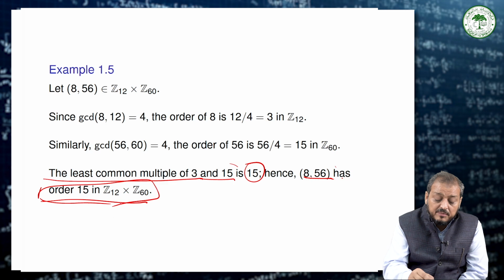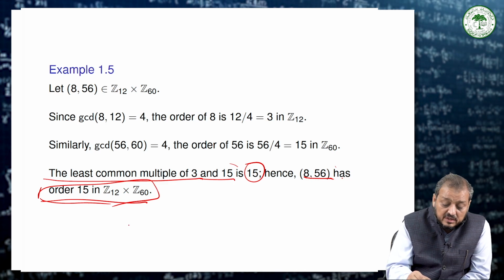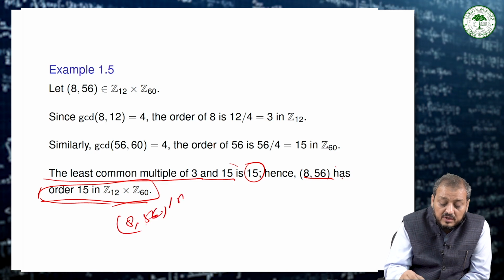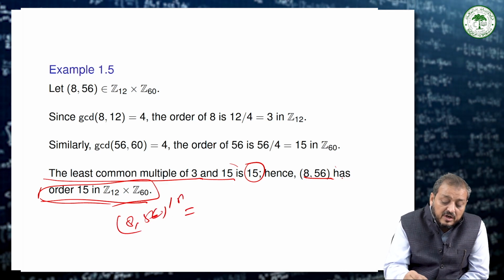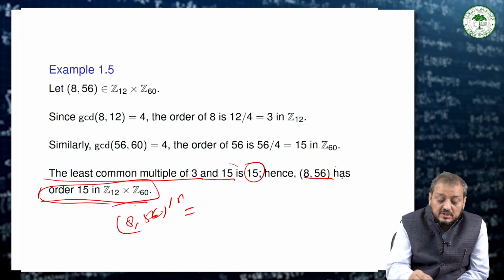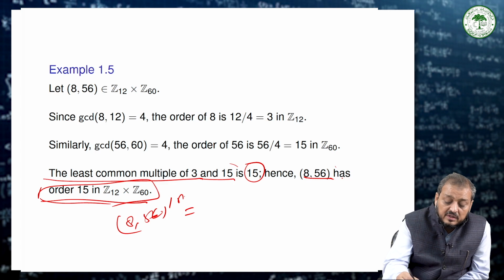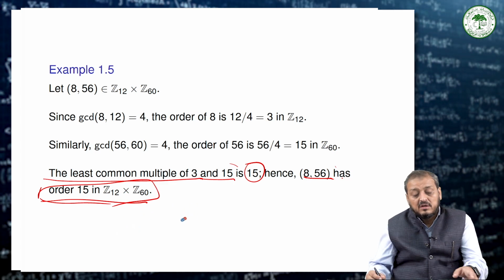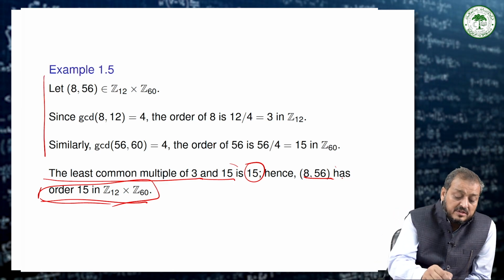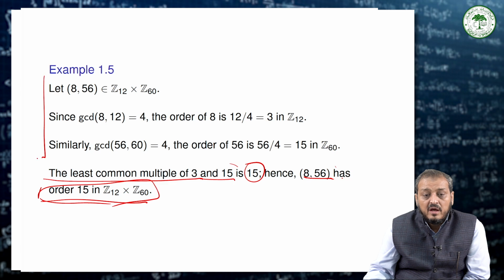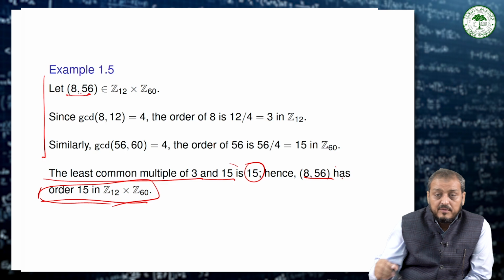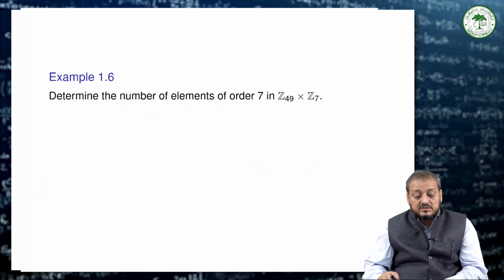So if you take this element (8, 56) to the power 15, that is 8 to the power 15 and 56 to the power 15, we get the identity element. So by this theorem we can easily calculate the order of any element of this group. Let's try one more example.